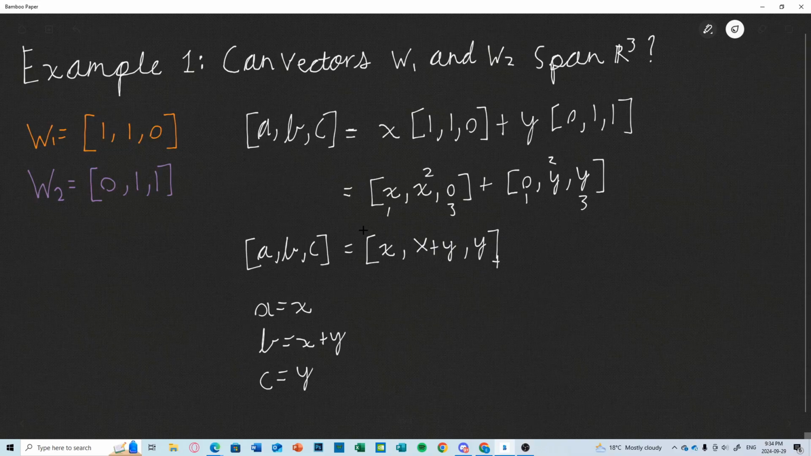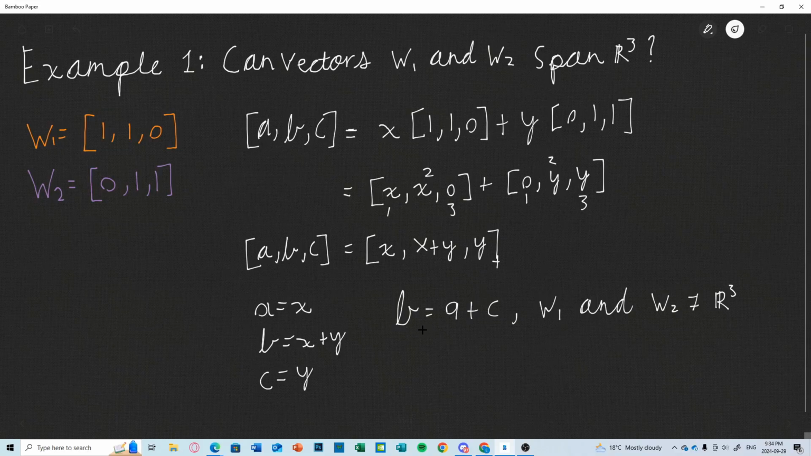This means that for any vector (a, b, c) to be represented as a linear combination of w1 and w2, the condition b equals a plus c has to be true, because a is equal to x and c is equal to y, so we can replace x with a and y with c. Since not all vectors in R3 can be represented this way, we know that w1 and w2 do not span R3.